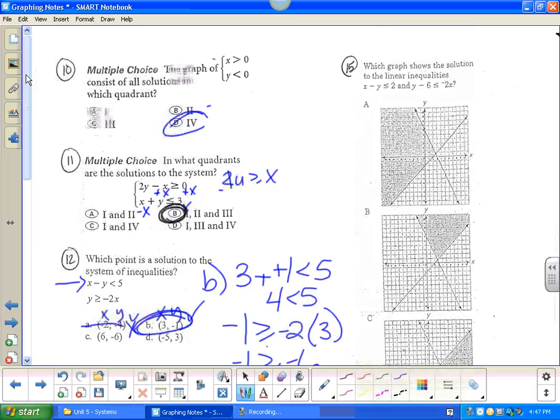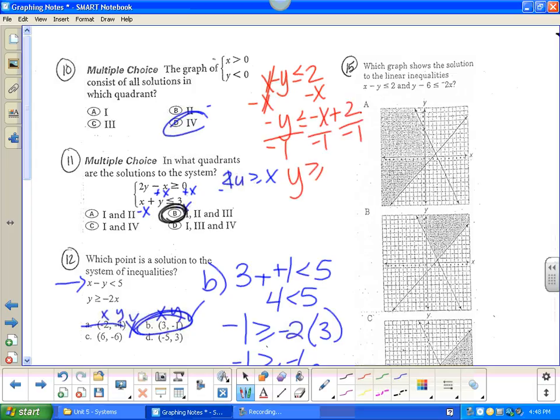Number 15, which graphs is the solution to the linear inequalities? So we need to solve both of these for y. So I'm going to subtract my x. I'm going to divide by -1, which means I have to flip my signs. And then the other one's much simpler, so I have to add 6. Okay, so let's look at A. This one's going to go down 2. Yep. Slope is 1, so up 1, right 1. Yeah, I like that. Solid line, yes. And greater than, shaded above, yes, absolutely.